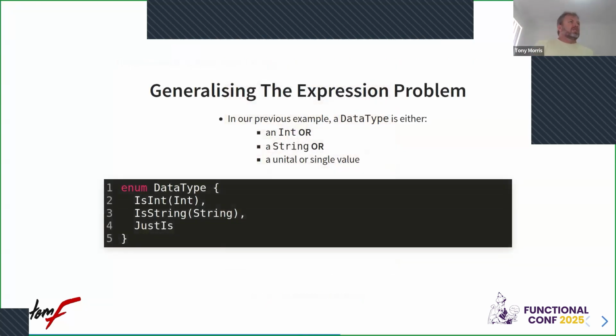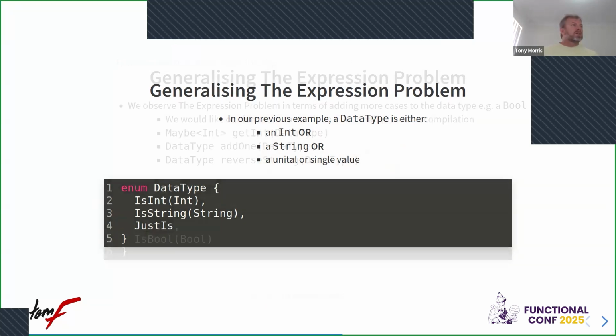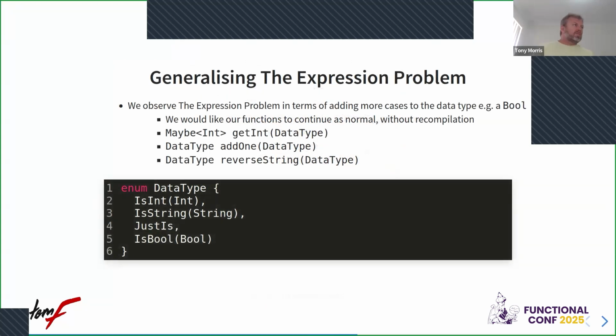Okay, so just to review our previous example of a data type. Our data type is an integer or a string or a unit value, or it's just is, right? Just is just doesn't have any data associated with it. We understand the expression problem to be when we need to add a case to our data type, and we would like our existing functions to continue as normal without having to touch them. And suppose those functions already exist in our code base.